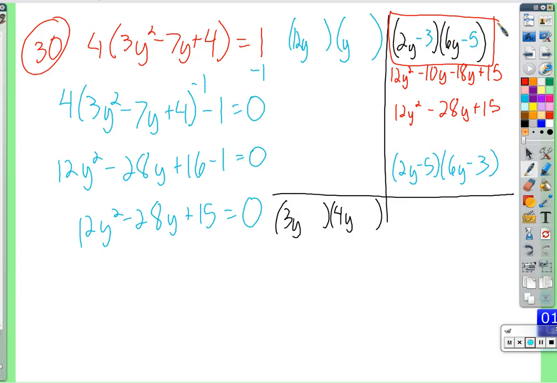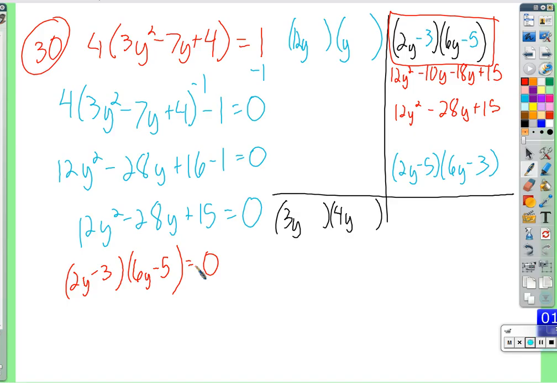We know that it works because we did the 2y and the 6y to multiply to 12y squared. We put in the negative 3 and the negative 5 that multiplies to positive 15. And then we just multiplied all that together to see if the middle term comes out to be what we wanted it to be. So there's a little bit of trial and error there, but it's not just random crazy guessing. It's an educated guess. 2y minus 3 and 6y minus 5. That factorization is going to be the most challenging part of the whole problem.